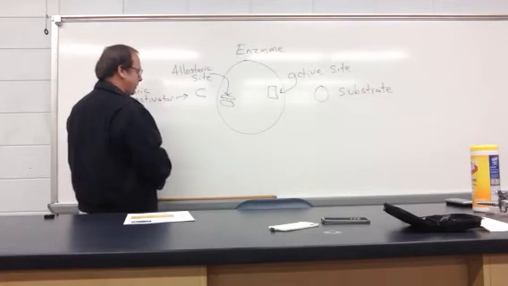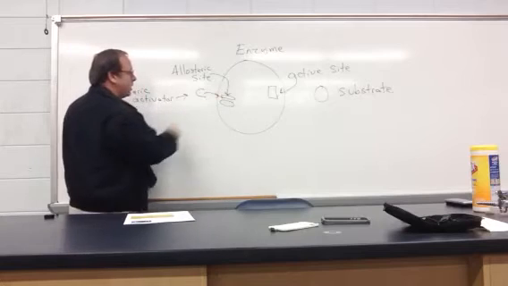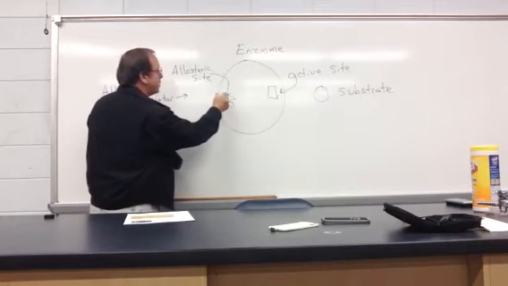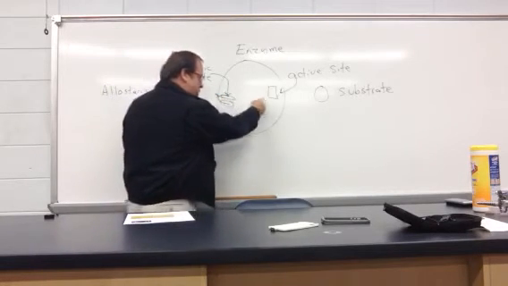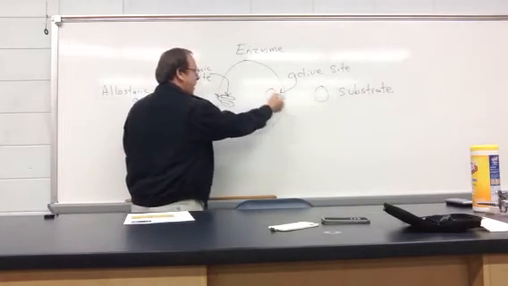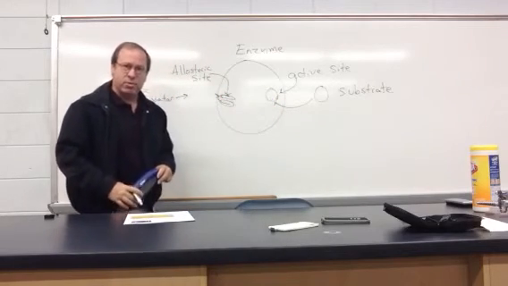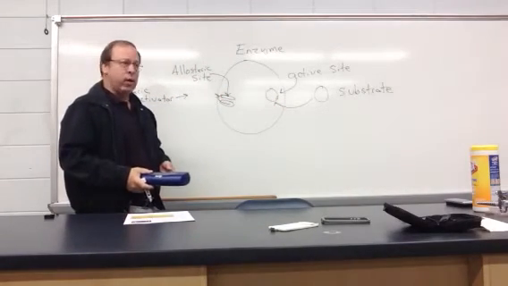On the other hand, when the allosteric activator plugs into the allosteric site, that changes the shape of the active site on the enzyme so that it is the proper shape to receive the substrate, and the reaction can go forward.